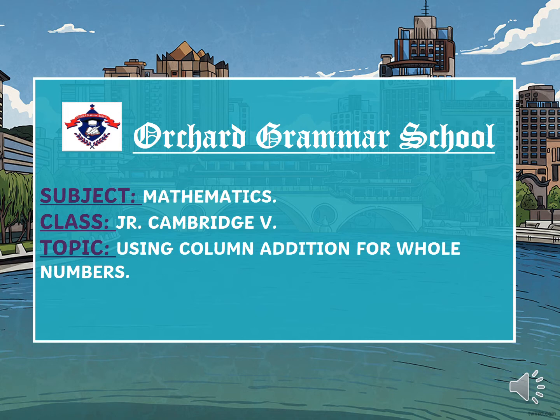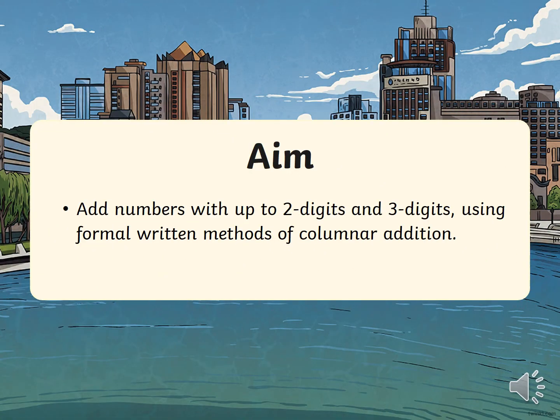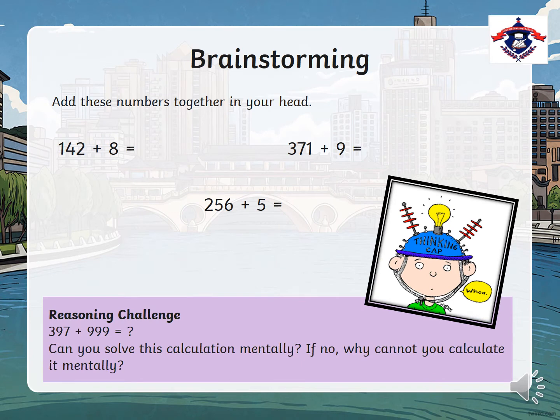Today, we will be learning about column addition for whole numbers. The aim of our lesson is to add numbers with up to 2 digits and 3 digits with the help of formal written methods. Let's put on your thinking cap and remember you can always pause the video if you need a little more time to think about your answer.